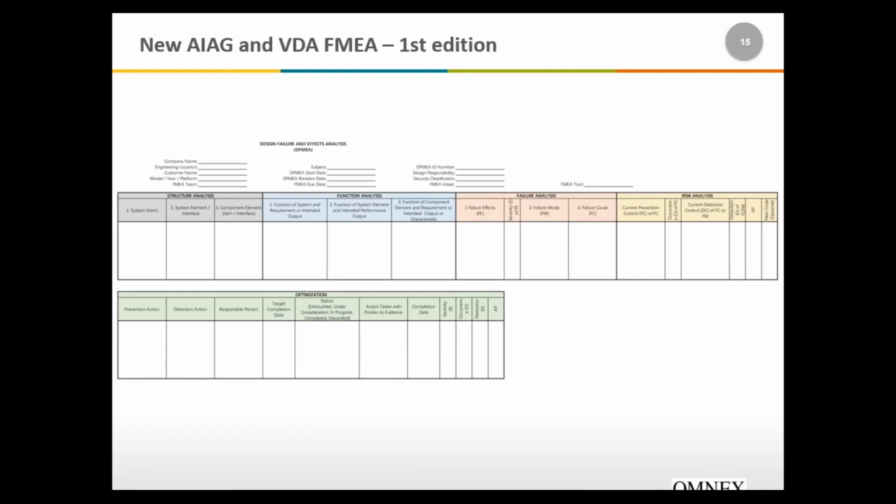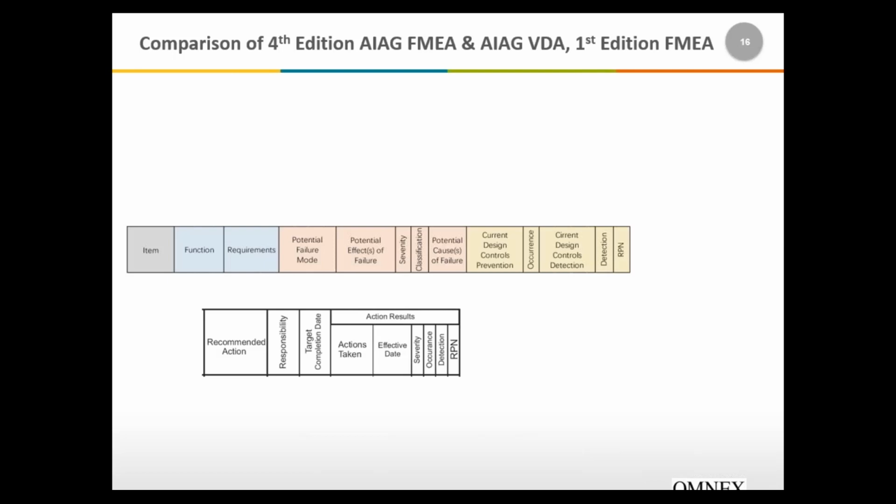So folks, this is the view of the new AIAG VDA FMEA, first edition. Well, what is the first look? We can say, yep, it's long. It's a long form. So beyond that, you may notice different colors. And the different colors, till you get to the optimization step, is in threes. So why do we have it in threes? Let's try to understand shortly. But before that, let's compare the fourth edition and the first edition.